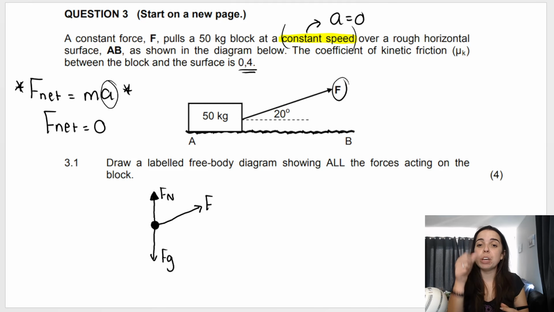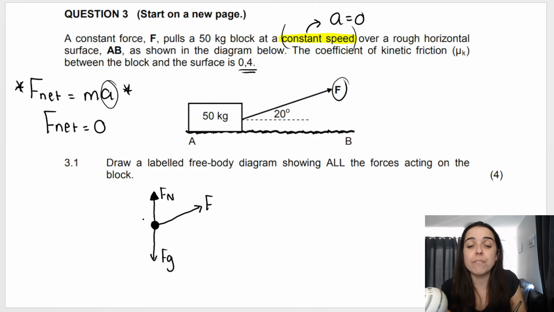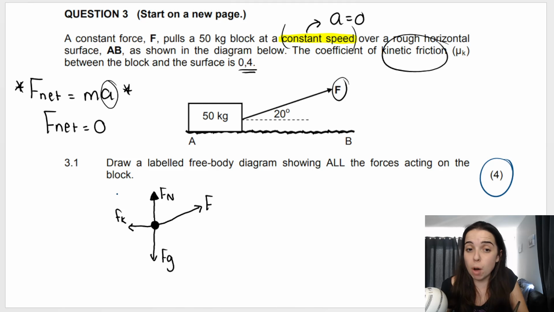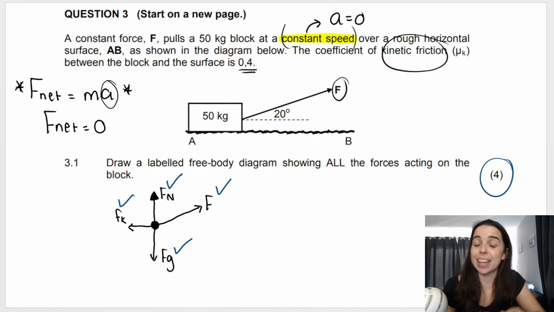The box is moving to the right, so that means that friction is acting in the opposite direction of the motion. To the left, because the box is moving, we've got kinetic friction, so it's Fk, kinetic friction. We're also told that we have a coefficient of kinetic friction. So this question is 4 marks, and you should have 4 labeled arrows, just like that.